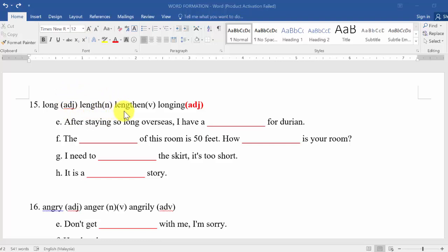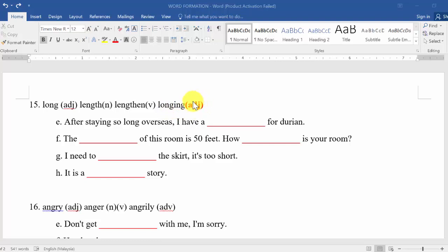Okay, next one, lengthen, a verb. Lengthen here is a verb. Lengthen is an action in which you make something become long. If you make something become long, it means that you are lengthening something. Verb, the action.